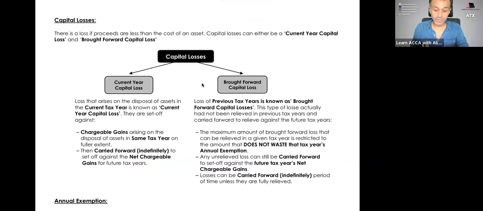That was a discussion of loss. The loss that has arisen in the current tax year is called current tax year loss. It needs to be relieved against the capital gains arising in the same tax year. And we did that. Then we carry it forward indefinitely against the net chargeable gains of future tax years.